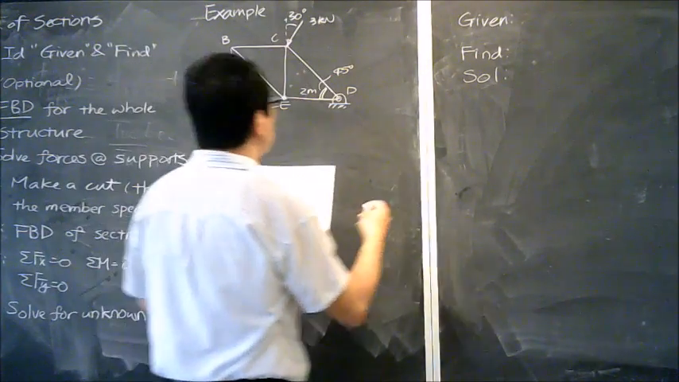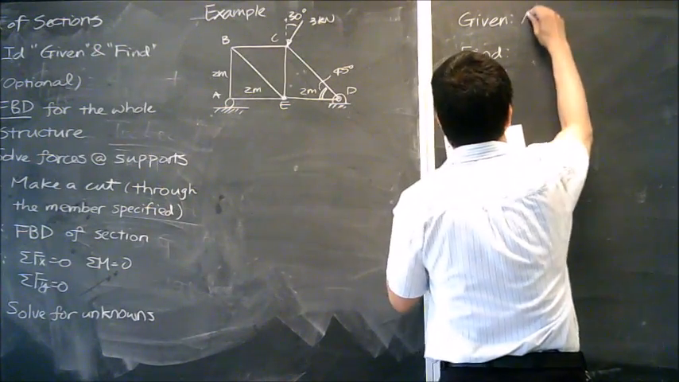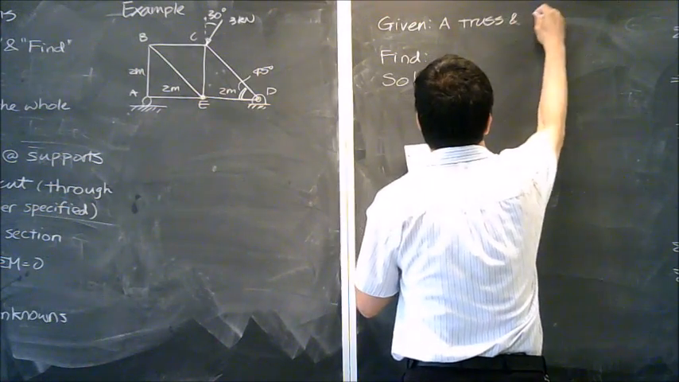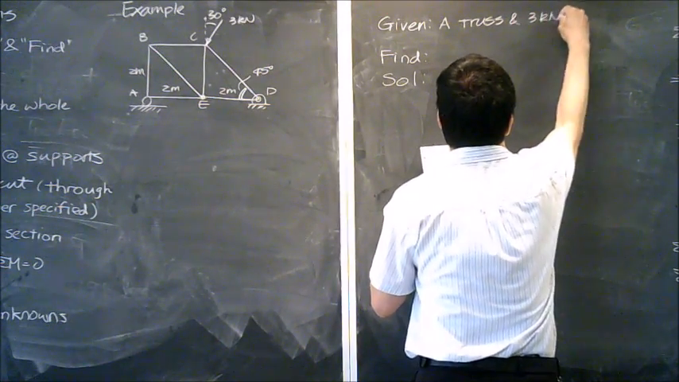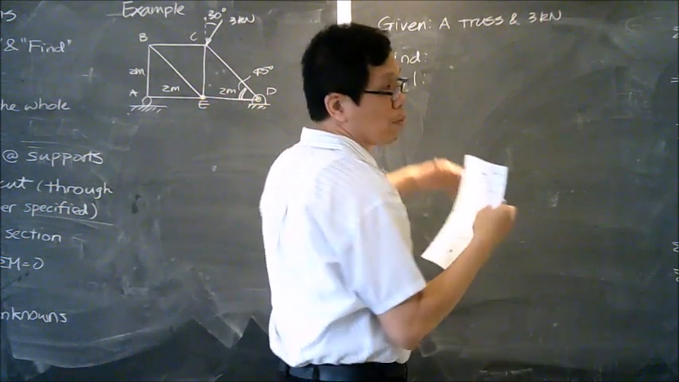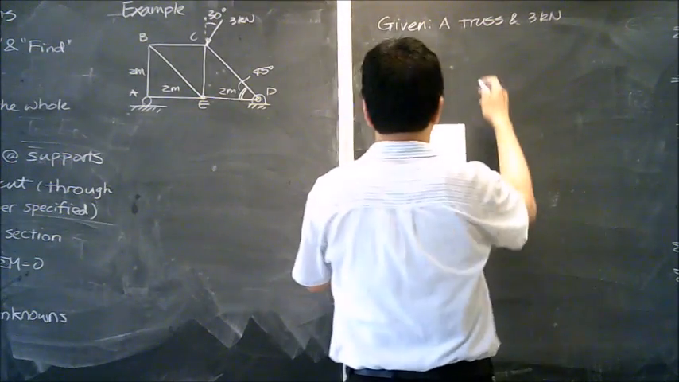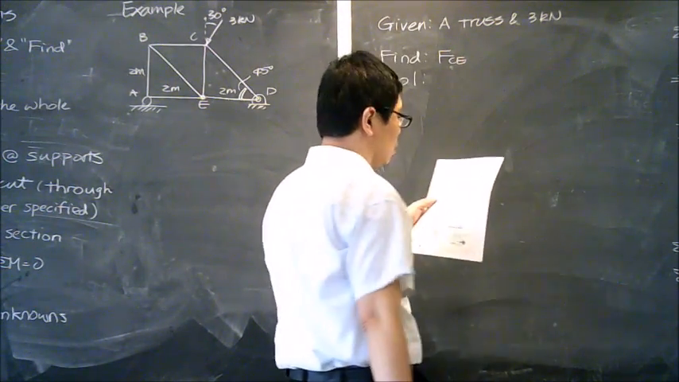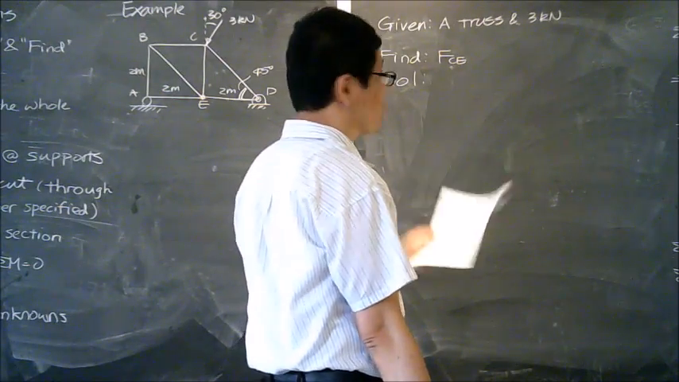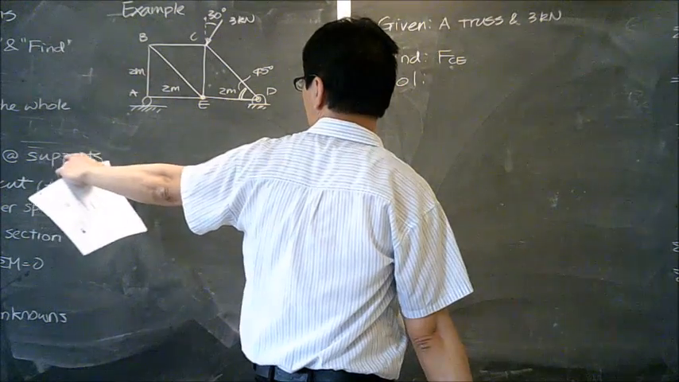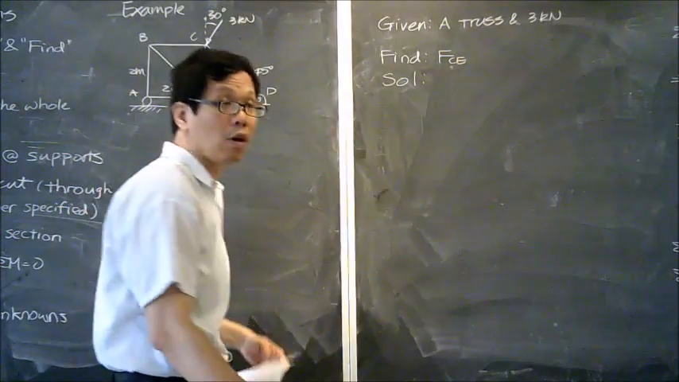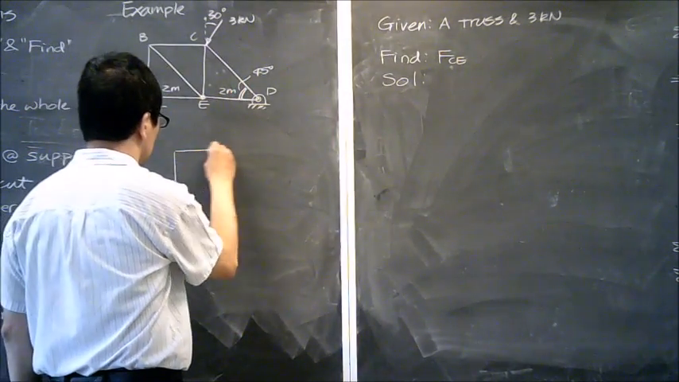Anyway, I'm given a truss and a 3 kilonewton force applied to the truss. I would need to find FCE. So let's start. I would still like to start from the free body diagram for the whole system, which is going to be something like this.